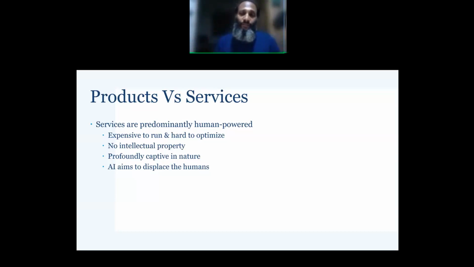Third is, it is profoundly captive in nature. So if a large organization is offloading their job to you as a service provider, they are probably going to hold you captive, they say you cannot offer the service to anybody else. So usually speaking, larger organizations are the only ones who will have multiple contracts with multiple clients. If it is a smaller organization, you will end up becoming captive. So captive means you will work for only one customer.